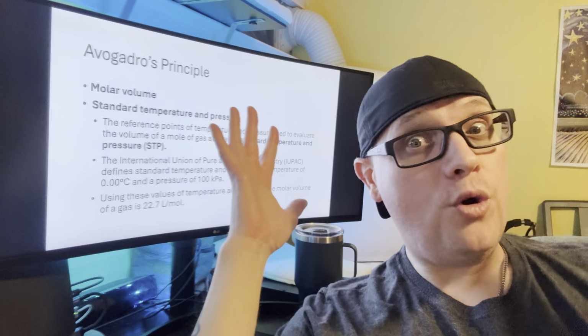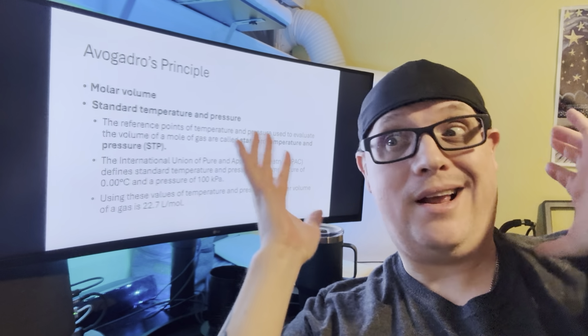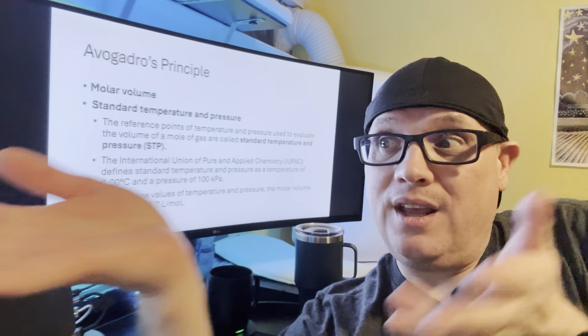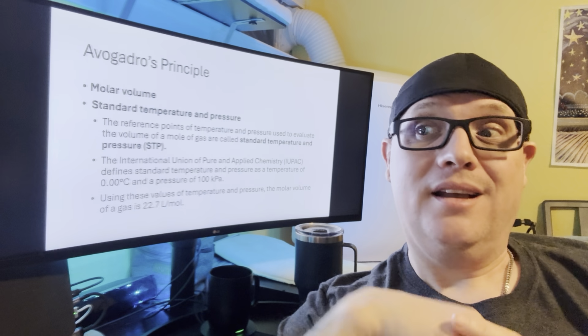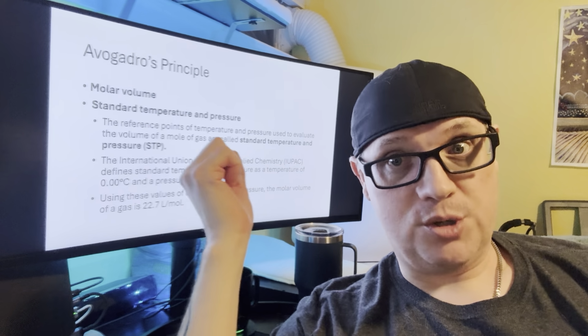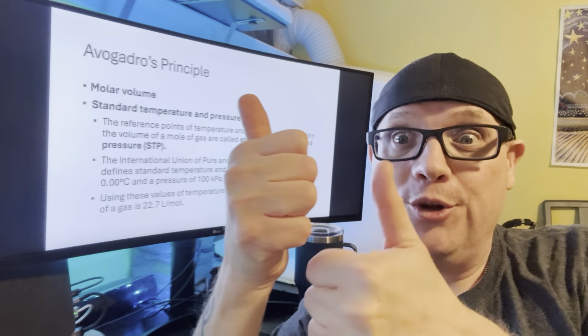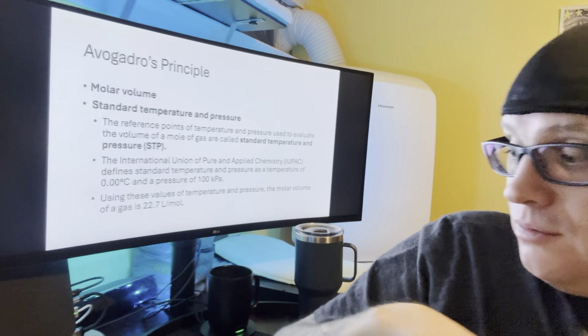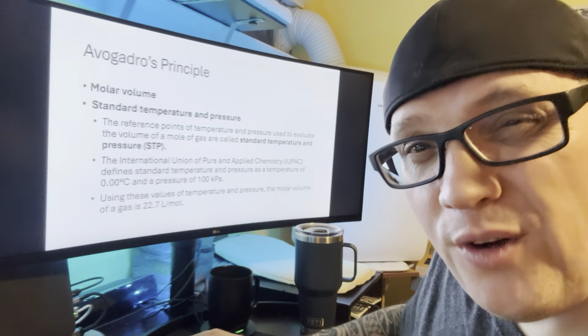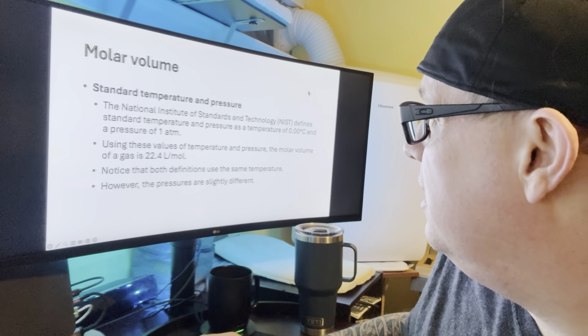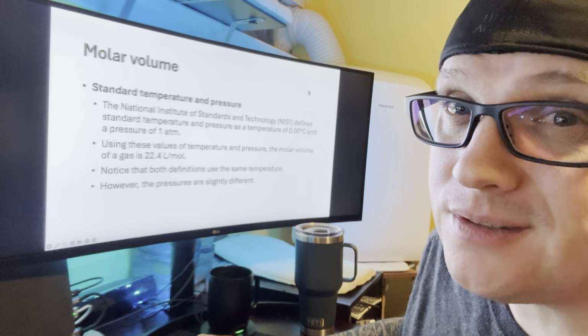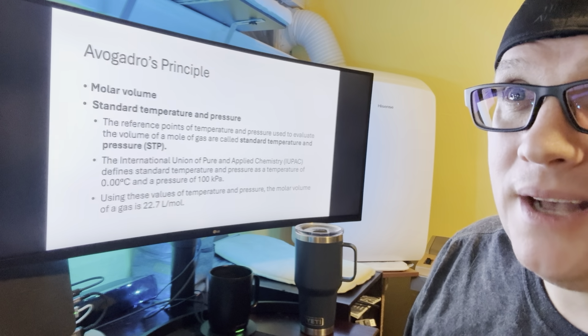So from this point forth, because this is the official number per the textbook makers, per the IUPAC, it is 22.7 liters per mole. So that's what we're going to do. Okay? So try to remember that. Now your numbers won't get too far off from 22.4, but you can see why there's a little bit of difference. Because one was atmospheres, this is kilopascals.